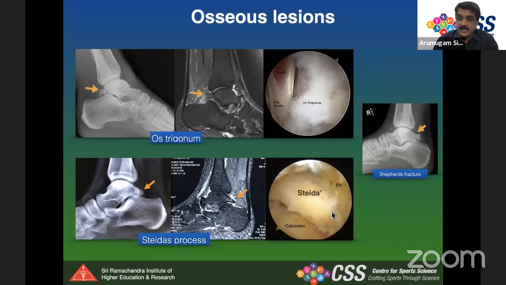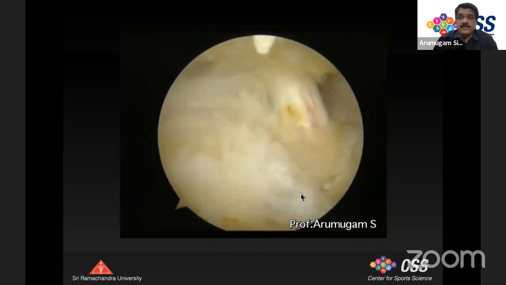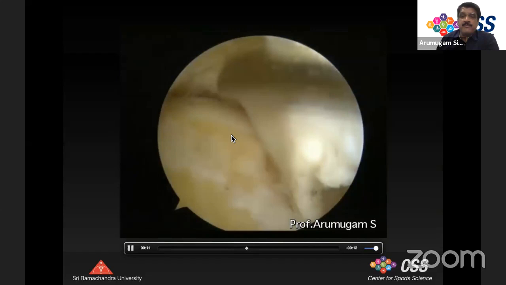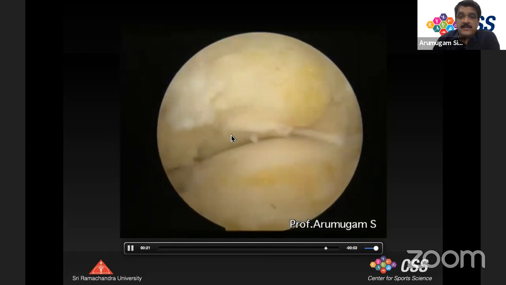This is again an example of posterior ankle arthroscopy. There you can see the peroneus longus. And this is the Stieda process. After removing the fat pad around it, you can clearly demarcate it, and with the osteotome, you can remove the Stieda process. And with limited morbidity, you can have a good outcome for these athletes.